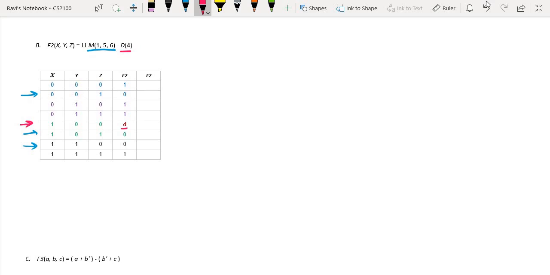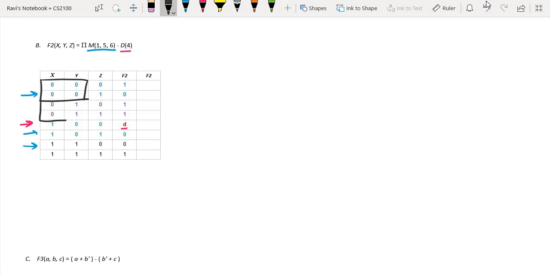Now, the steps involved are the same once you have this truth table. The only difference between the earlier question and this question is that the earlier one was a minterm expression and this is a maxterm expression. So we're going to do the same thing. We're going to group them in twos.